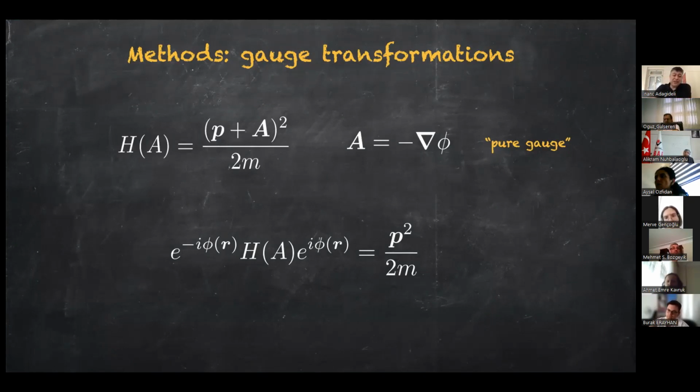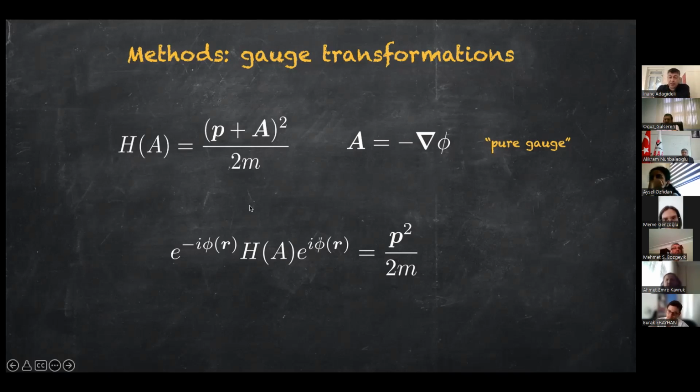This is the Hamiltonian we were looking at from the beginning. You have the free particle, and then you put a vector potential on it, so p plus A squared over 2m. But if that vector potential is given by nabla phi, the gradient of another function, then it basically doesn't do anything. We call that a pure gauge.